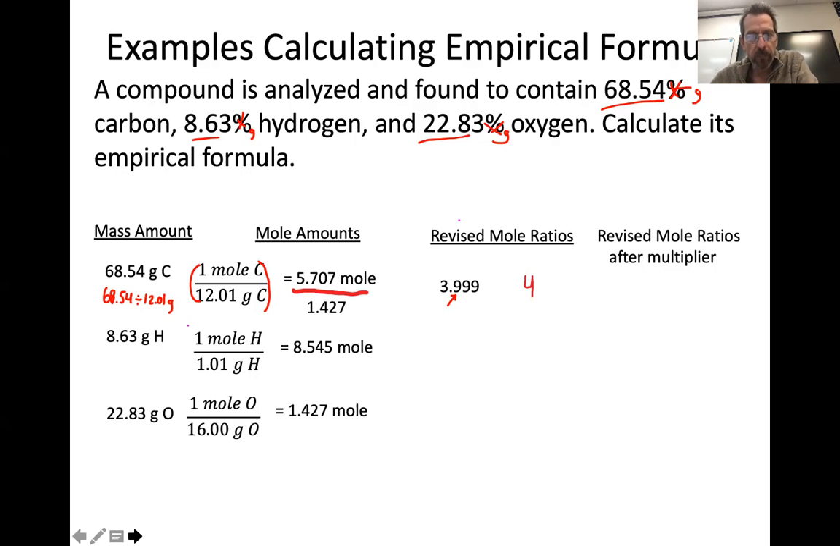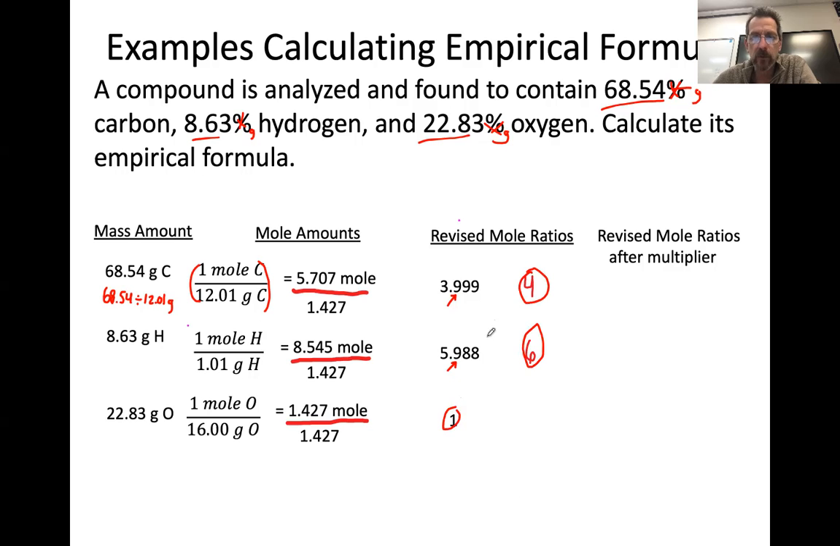Let's do the same thing with hydrogen. Divide by 1.427. Oh, look at that, 5.988. Is that within 1/10 of the whole number 6? Yes, of course it is. Let's accept it as 6 then. And then lastly, oxygen: we divide 1.427 by itself because divide by small, right? It makes the whole number 1. Of course, that's within 1/10. That is 1. What we got is we ended up with whole numbers. We got a whole number 4, a whole number 6, and a whole number 1.